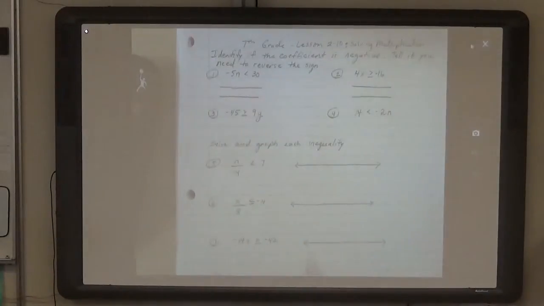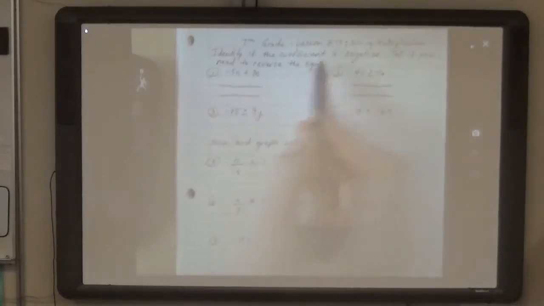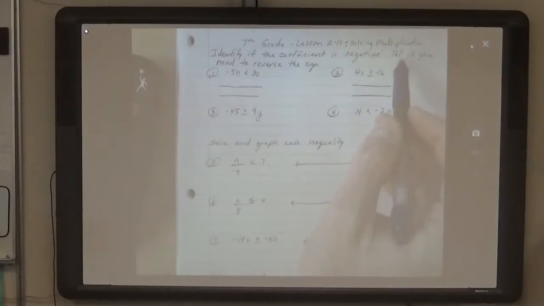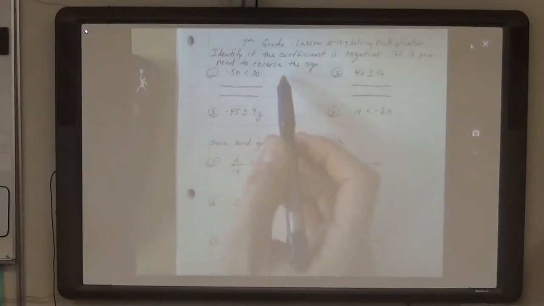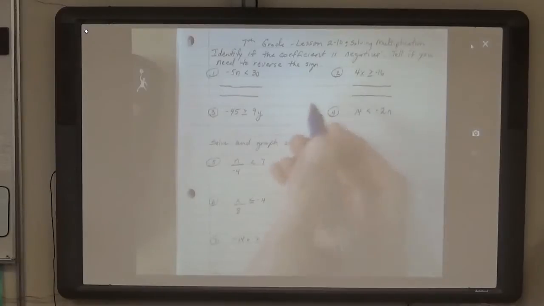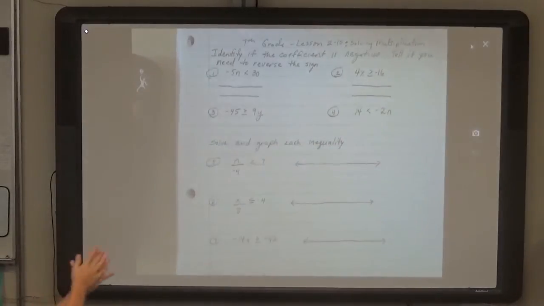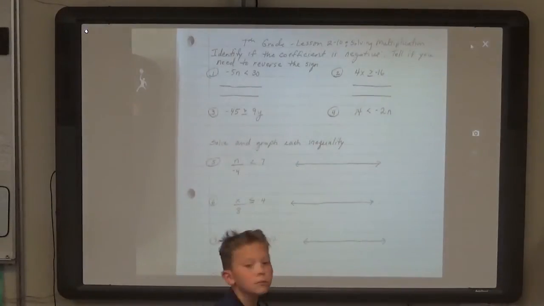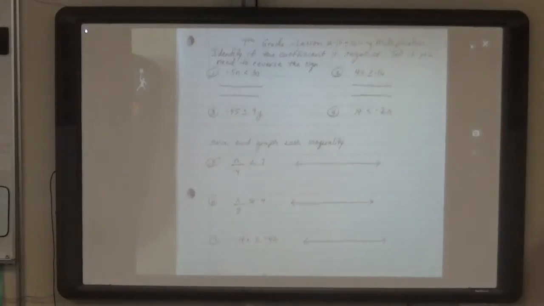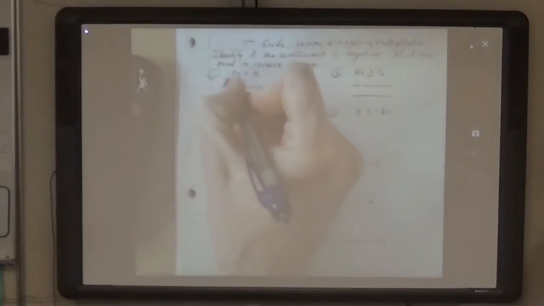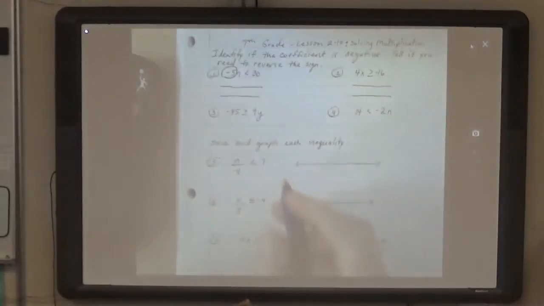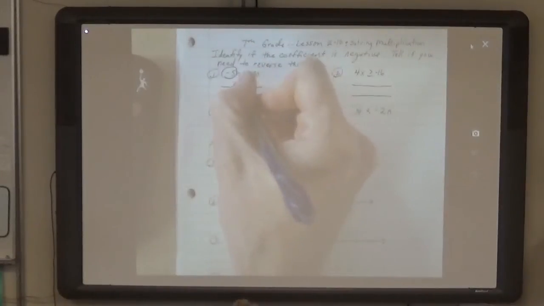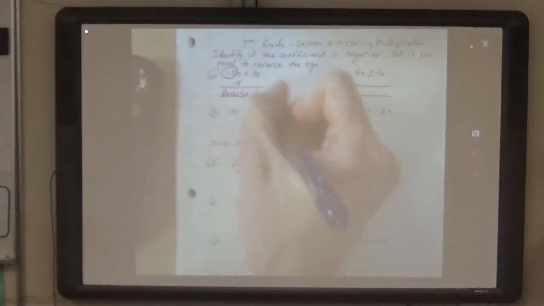Number 1, it says first, identify if the coefficient is negative. Tell if you need to reverse the sign. So start by circling the coefficient. Circle the coefficient in number 1. Is it negative? Yeah. You should have circled negative 5 because it's right in front of the n. That's the coefficient. The coefficient is negative 5, and so we have to reverse the sign.